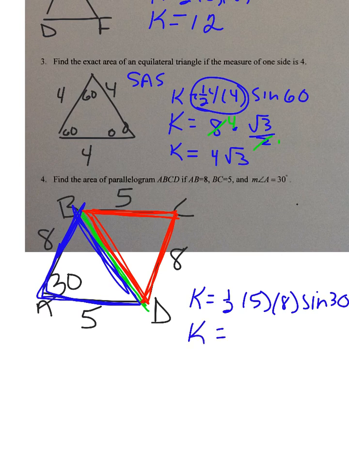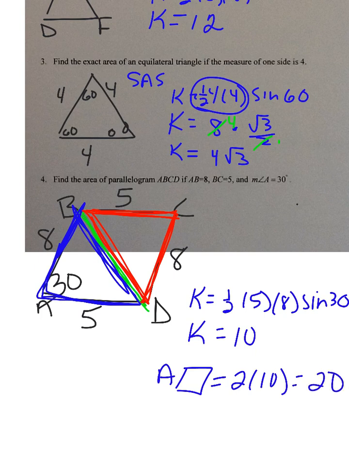So plug that in your calculator. I get K is equal to 10, but that's for one triangle. So now I need to multiply that by 2. So the area of the parallelogram is equal to 2 times 10, which is equal to 20. So with the parallelogram, since you're multiplying by 2 and the area has a half, really what you could do for the area of a parallelogram is do the area without the half. So it would be BC sine of angle A. But either one, it doesn't really matter.